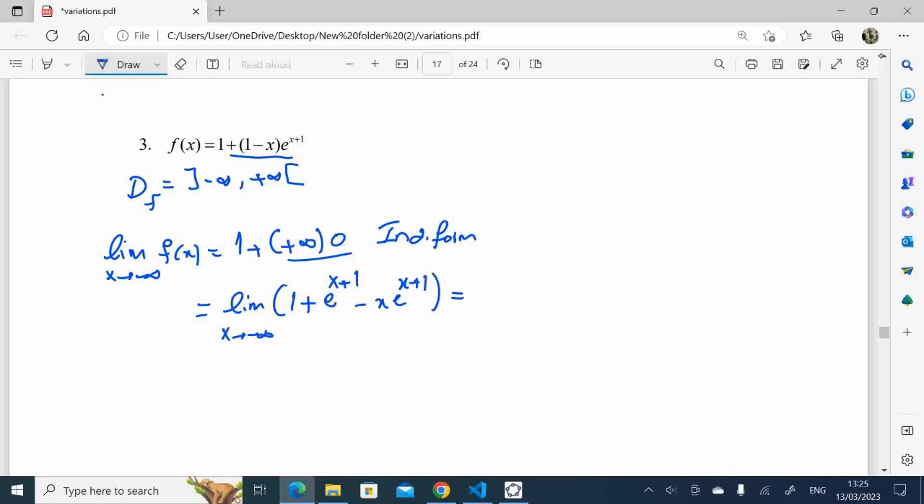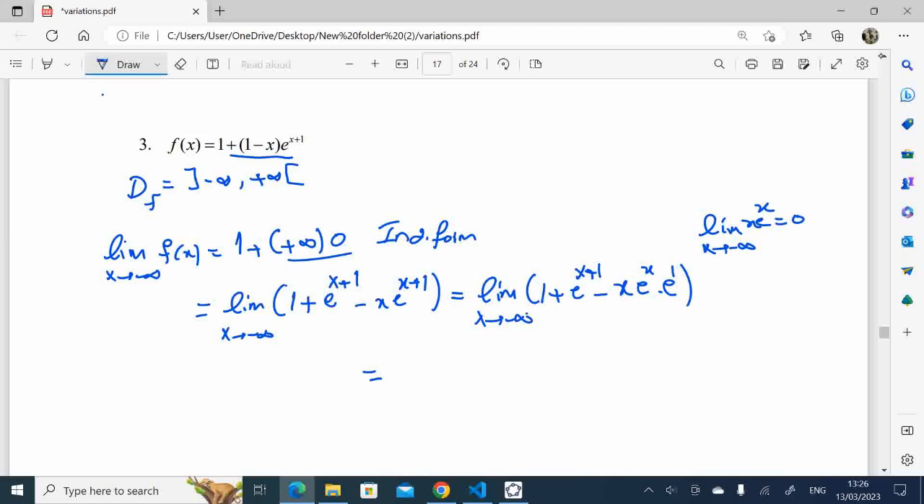So as x approaches minus infinity, this will be the limit of 1 plus (1 minus x) e^x times e, right? Because e^x times e^1 is going to be e^(x+1). Why did we do this? To use the property that says the limit as x approaches minus infinity, x e^x will go to 0. So this is what we are going to use here.